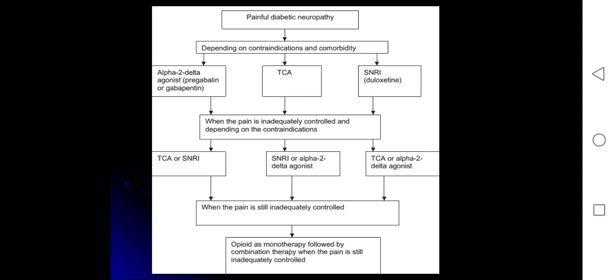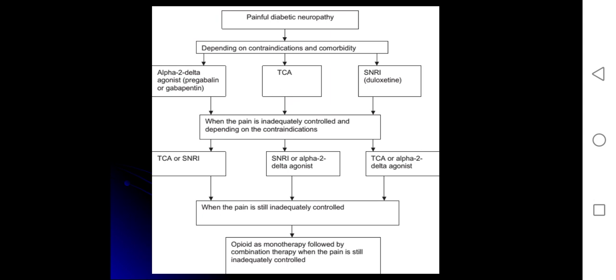If there is a patient with painful diabetic neuropathy, depending on contraindications and comorbidities, we can use either an anticonvulsant, that is an alpha 2 delta agonist like pregabalin and gabapentin, then TCAs, tricyclic antidepressants, or selective norepinephrine reuptake inhibitors. When the pain is adequately controlled, depending on contraindications and sometimes the side effects of the drugs, we continue either TCA or SNRI or alpha 2 delta agonist, or a TCA and alpha 2 delta agonist combination.